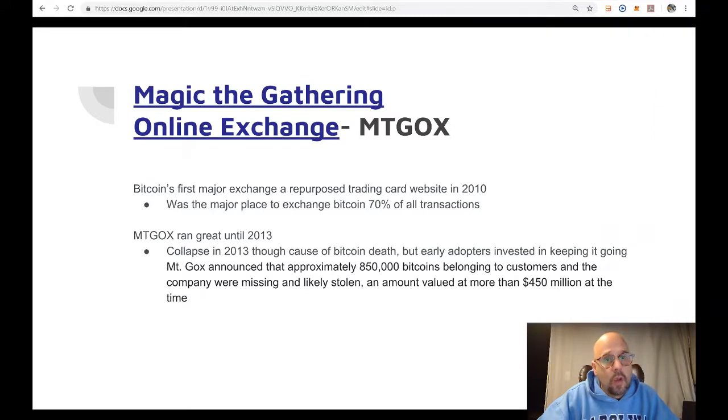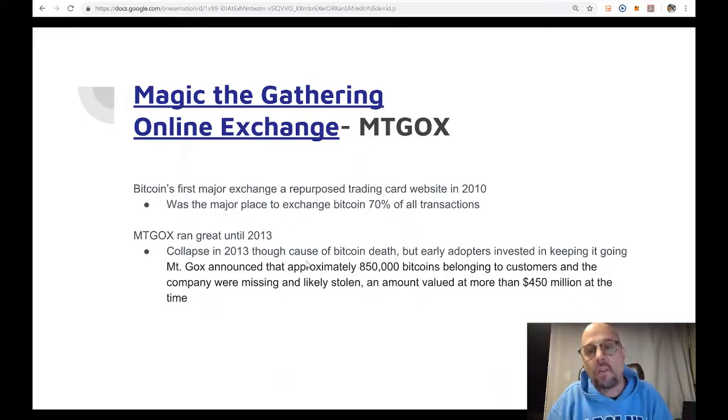All right, so Mt. Gox. Let's talk about Mt. Gox for a second. Magic the Gathering Online Exchange. So Bitcoin's first exchange was basically, there used to be a card game called Magic the Gathering. In order for them to trade cards, a developer created an exchange online that allowed them to do that. And they actually used that same exchange and that same underlying software to build out the ability to exchange Bitcoin and Bitcoin transactions.